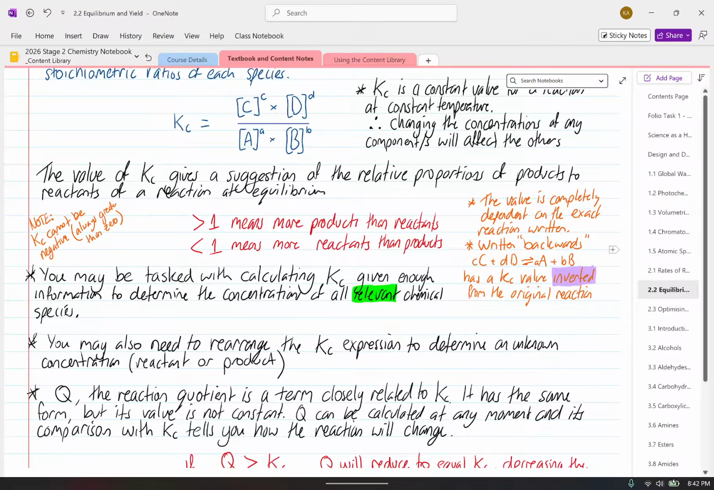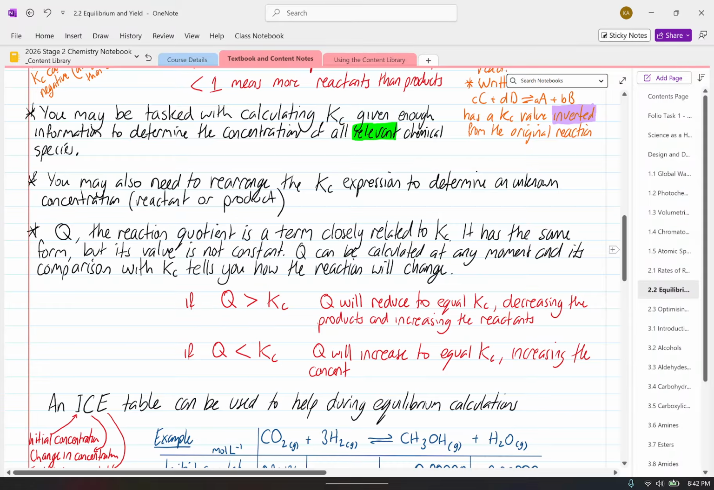Now there is another value that is related to the equilibrium constant, and it's called the reaction quotient Q. The expression itself, the mathematical expression, is this one here. Kc is the value when the reaction's at equilibrium and we have these concentrations.